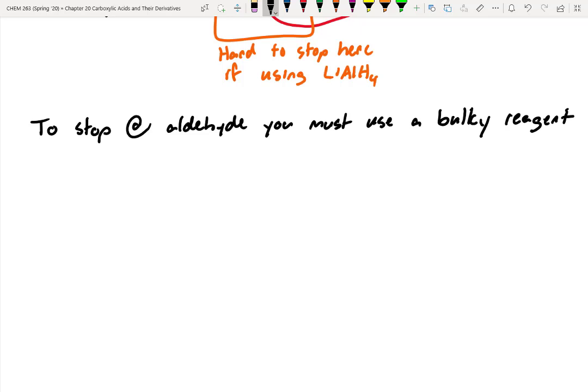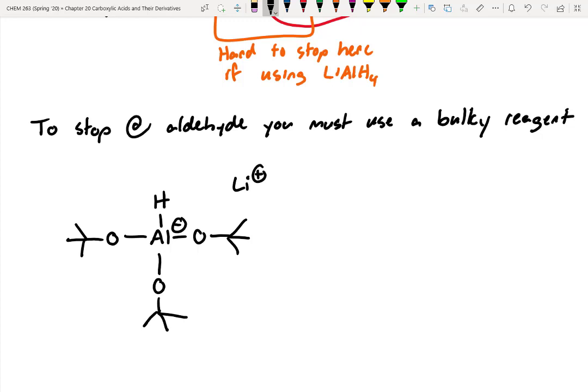All right, and I'll show you what that looks like. In fact, it's quite bulky. It's got these tert-butoxy groups attached to aluminum, and each of those tert-butoxy groups is huge relative to a normal hydride. And then the last position still has that hydride installed. In addition, we always want to include our countercation. This whole reagent is called lithium tri-tert-butoxy aluminum hydride.